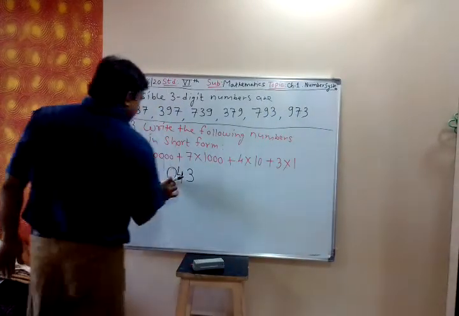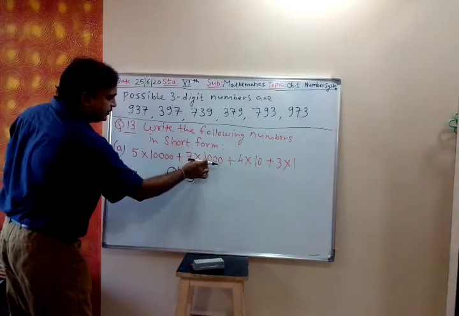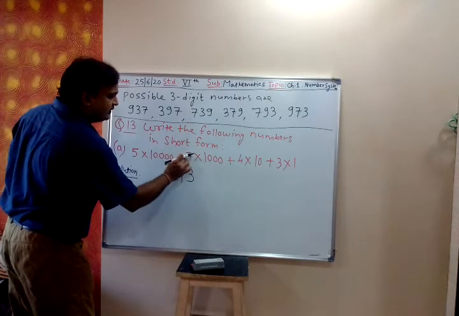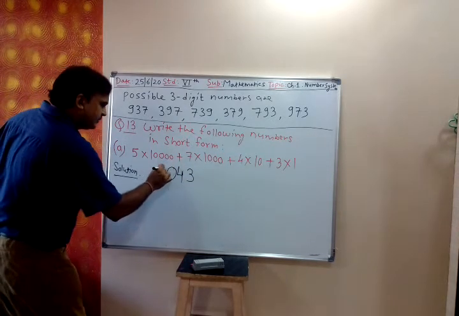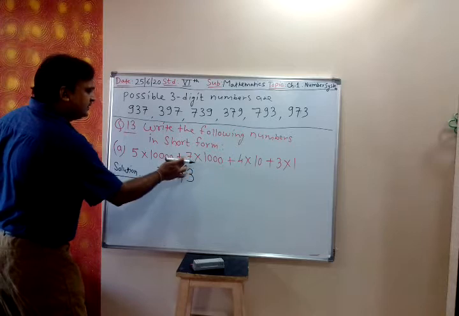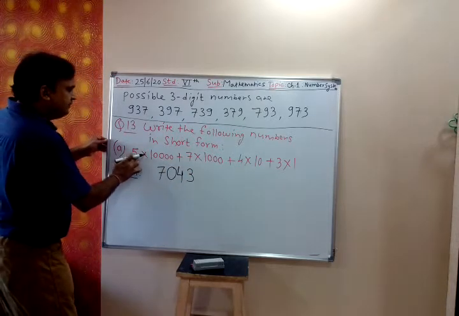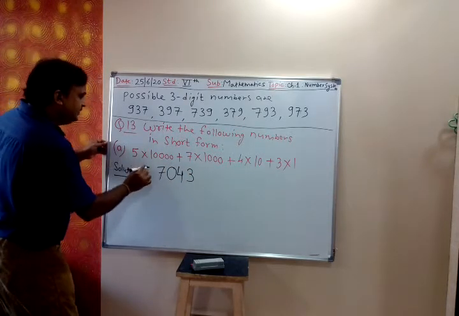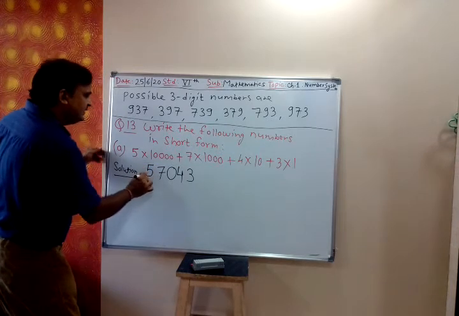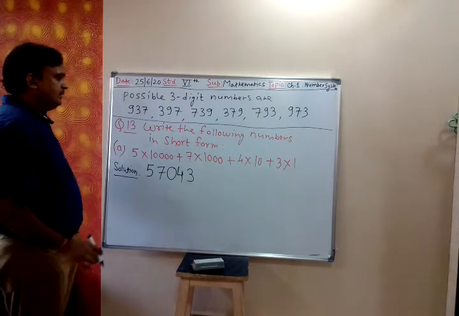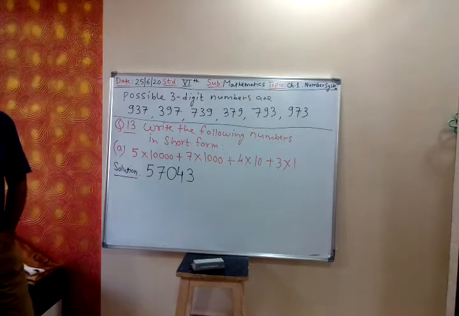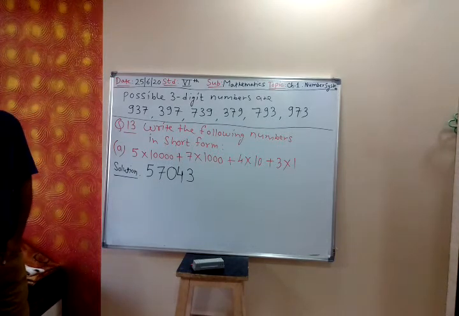Then after 100 there is 1000. So 7 into 1000 means 7 is at 1000 place. Then 5 into 10,000 means 5 is at 10,000 place. And this is the number 57,043.